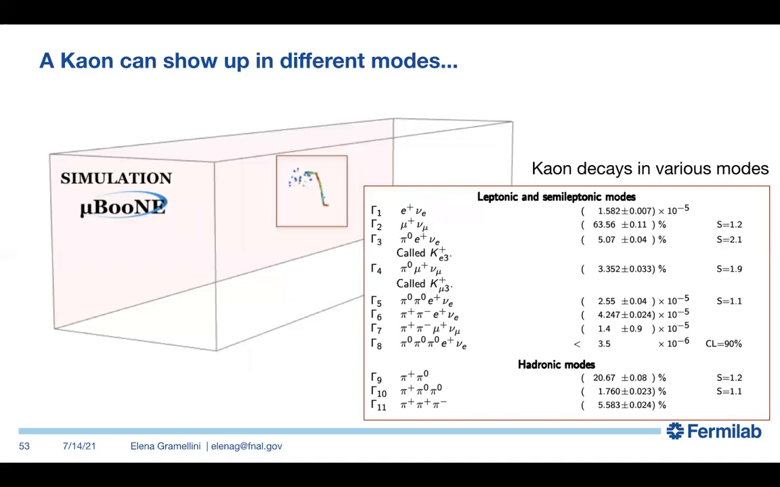I kind of fooled you here with this simplified kaon decay mode, but actually the kaon can decay in several different ways. It decays 63% of the time in this particular way, but it can also decay 20% of the time into pions, π+ and π0. And if you really want a very high efficiency in finding this kaon, you have to be sensitive to it in all possible topologies of its decay.